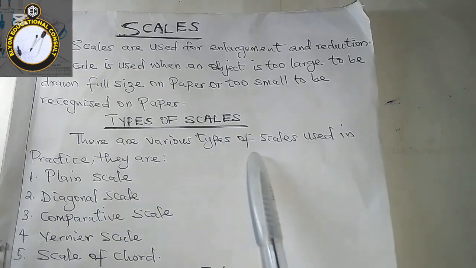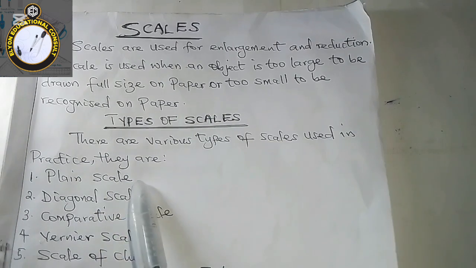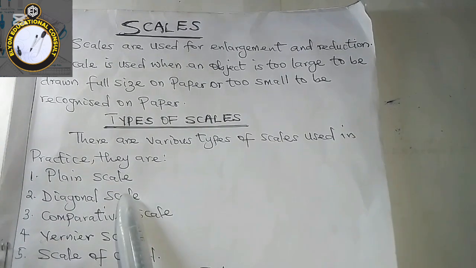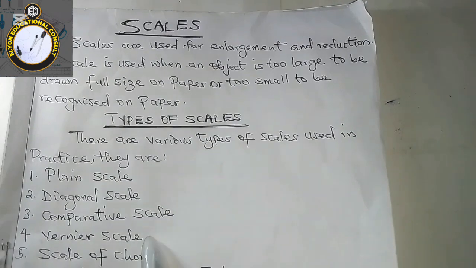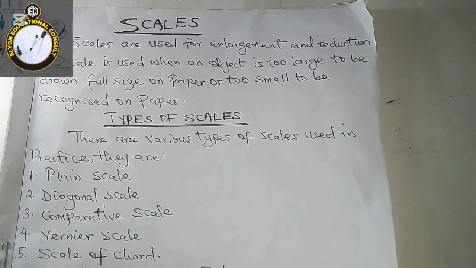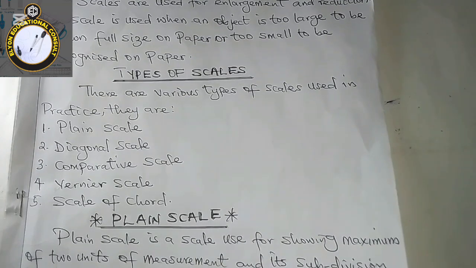Then we have different types of scales. There are various types of scales used in practice. They are the plane scale, diagonal scale, comparative scale, vernier scale, and scale of chord. So we'll go straight away now to plane scale.